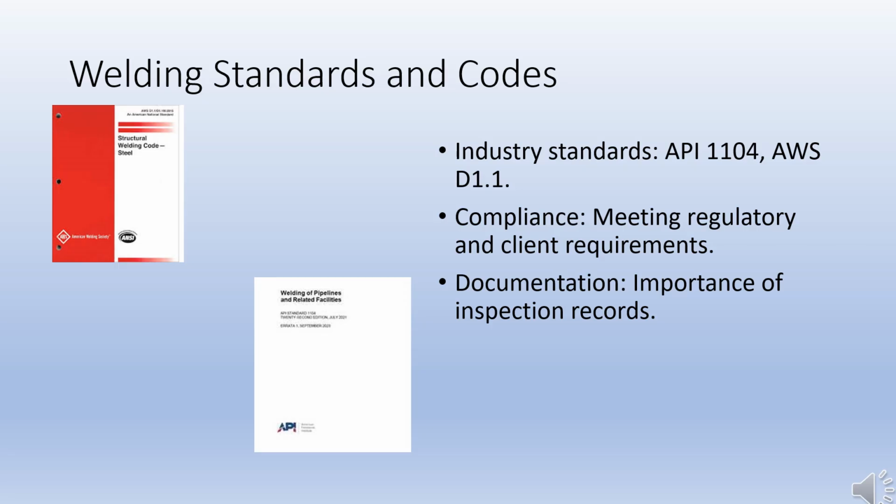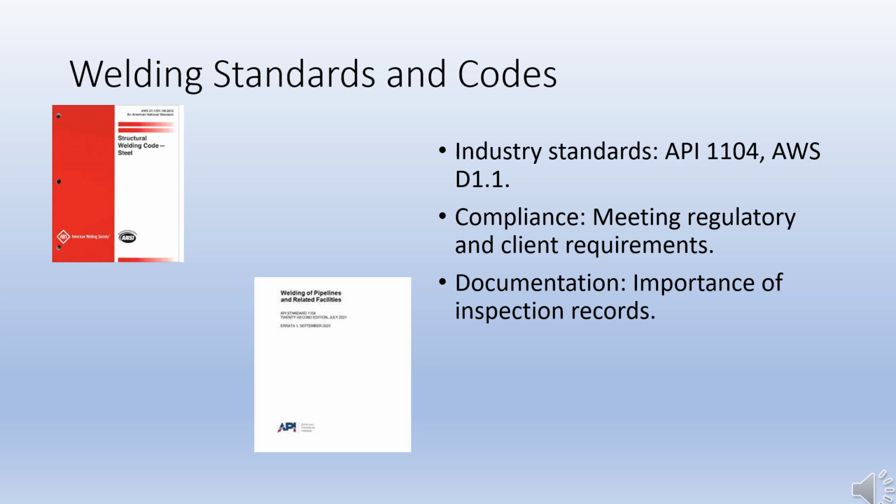In almost any industry, we have codes and standards, whether it's manufacturing airplanes or welding. Some common industry standards we use in welding include API 1104, AWS D1.1, and ASME Section 9. So why do we have these codes? They ensure we maintain a level of compliance with established standards. These codes provide a framework to ensure quality, safety, and consistency across projects.